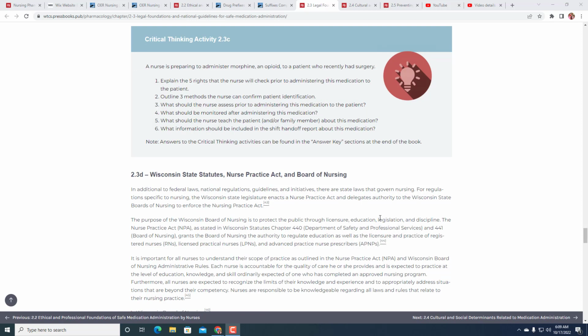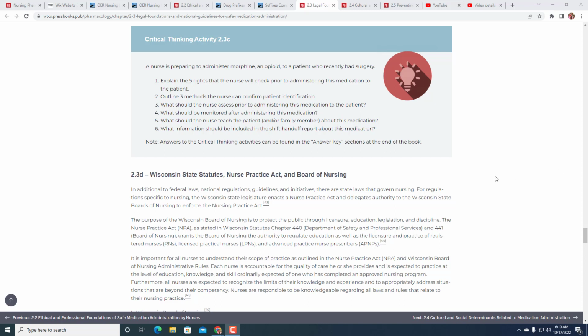All right, critical thinking activity 2.3c. A nurse is preparing to administer morphine, an opioid, to a patient who recently had surgery. Number 1, explain the 5 rights that the nurse will check prior to administering this medication to the patient. Number 2, outline 3 methods the nurse can confirm patient identification. 3, what should the nurse assess prior to administering this medication to this patient? 4, what should be monitored after administering the medication? 5, what should the nurse teach the patient and or family member about the medication? 6, what information should be included in the shift handoff report about this medication?